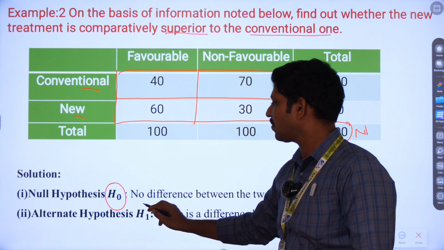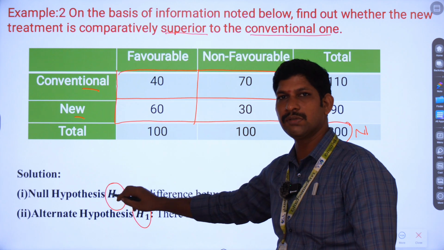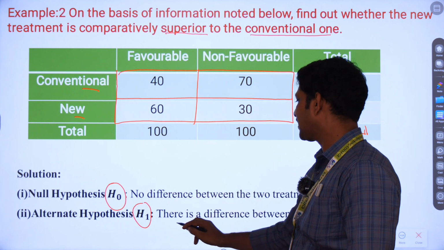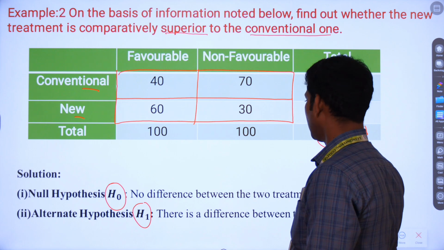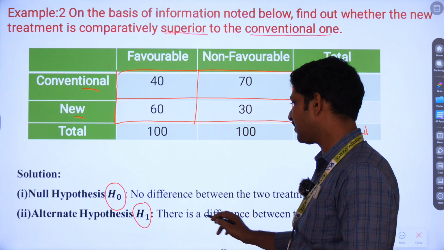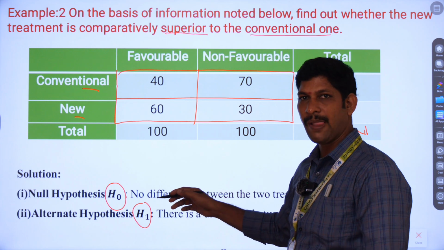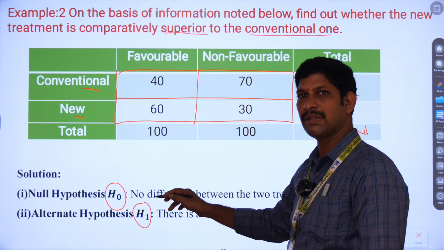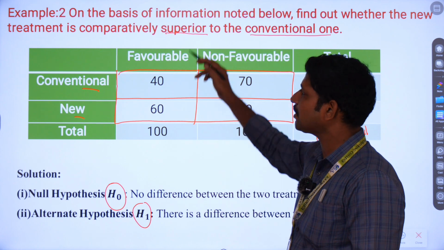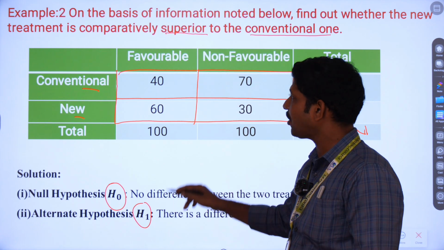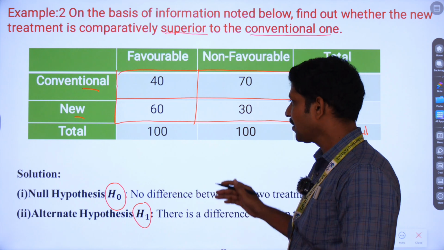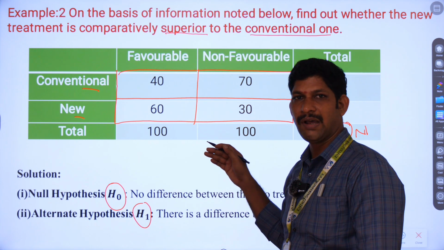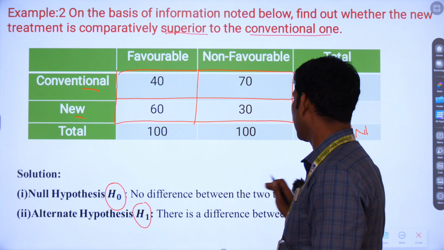Next, H1 is the alternate to H0. Therefore there is a difference between the treatments. Already I said H0 and H1 are different. H1 is parallel to the question, and H0 is opposite to the question. Depending on the calculated value and table value, finally we get a conclusion.